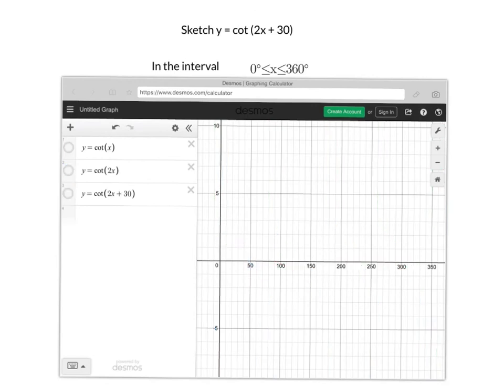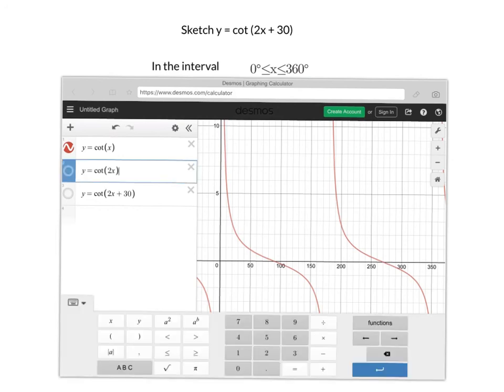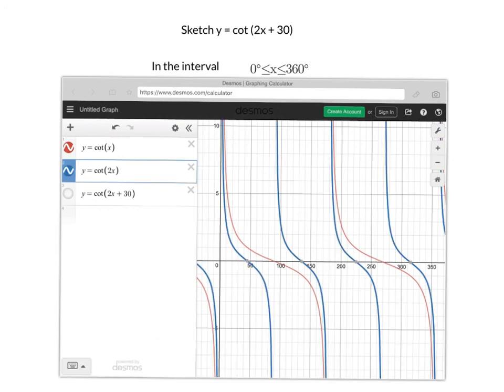Okay, let's look at the last one. We've got cot of 2x plus 30. See what's happening there inside the bracket. There's my cot, working between 0 and 360. If I go to 2x, it's a stretch, scale factor a half, parallel to the x-axis. We remember our rules of transformations of graphs.